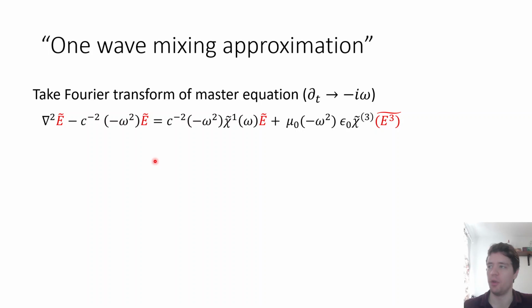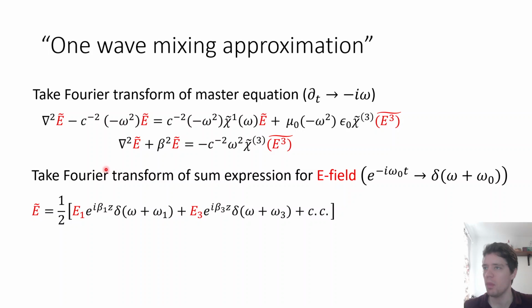Alright, so another thing we can do to make things easier is to compute the Fourier transform of the master equation. And basically that replaces derivatives in time with multiplications in frequency. So if we do that, we can notice that this term is proportional to E as well as this term. So if we move this over here, we can simply turn this into the spatial frequency squared like so. And with this whole equation here, we can also take the Fourier transform of the sum expression for the E field that I've shown earlier.